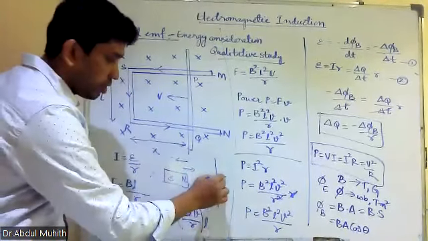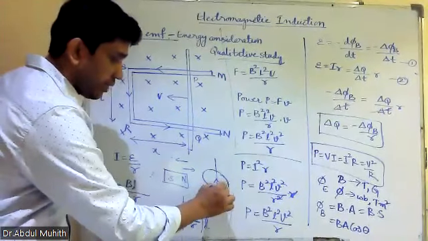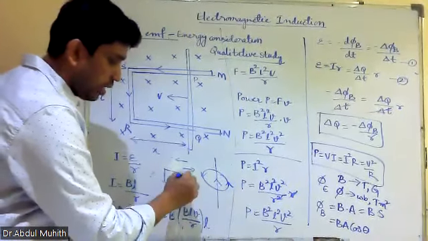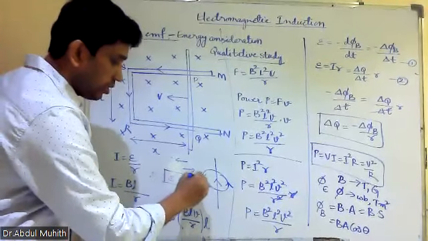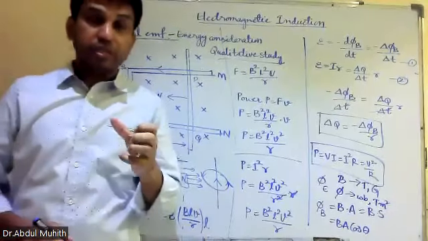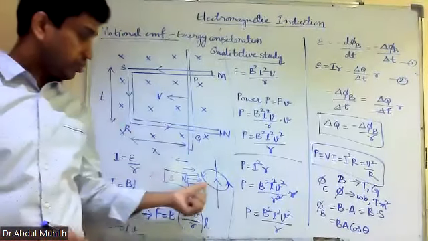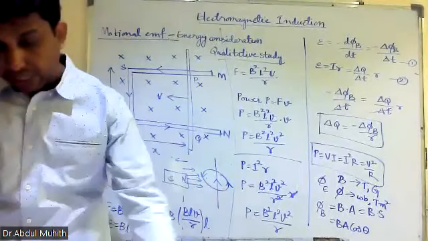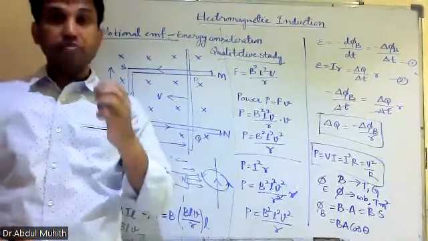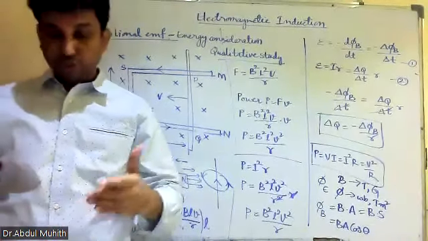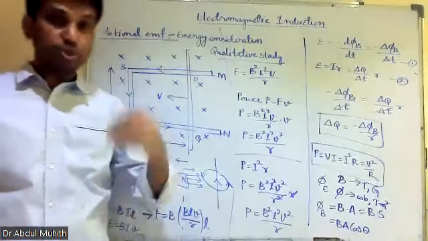When current got induced, around it what happens? There is a magnetic field, right? This magnetic field and this magnetic field, they repel. Is it not? They repel each other. This phenomenon was explained by Lenz. According to Lenz, the polarity of the induced EMF is such that it tends to produce a current which opposes the change in magnetic flux that produced it.